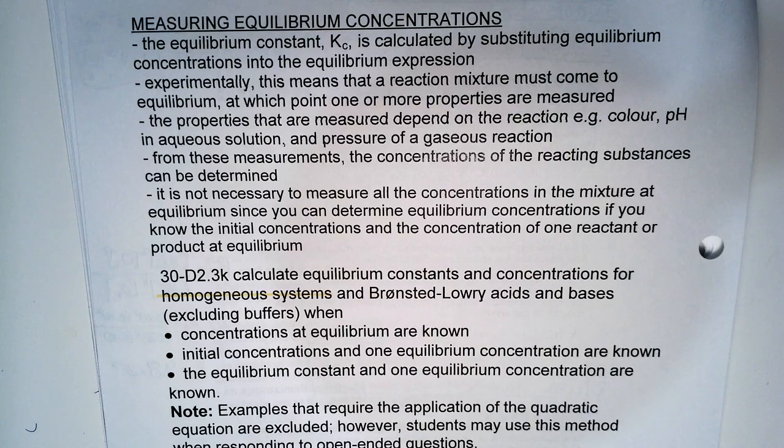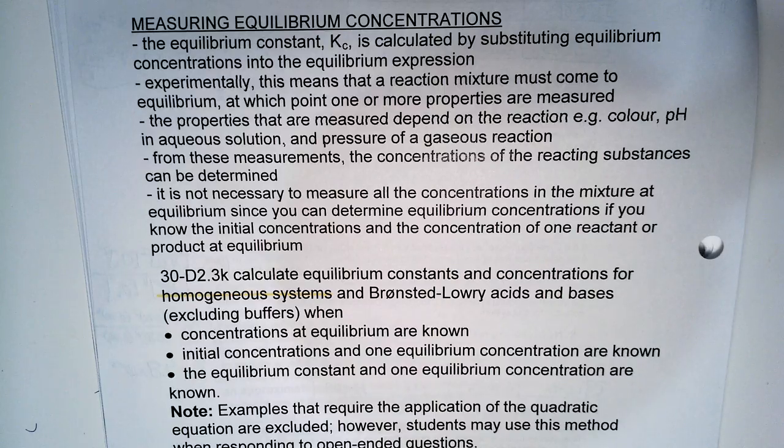All right, I know this is a long video. I'm just going to do one more piece of notes in there. This is just summing up everything. So, measuring equilibrium concentrations: the equilibrium constant Kc is calculated by substituting the equilibrium concentrations into our equilibrium expression. So you always have to have those numbers at equilibrium to find our Kc.